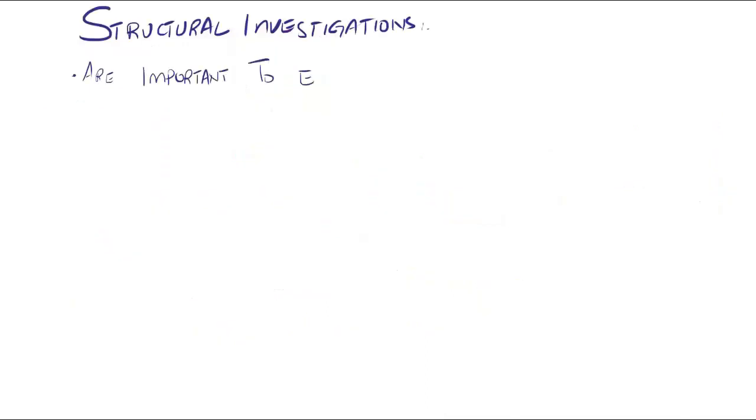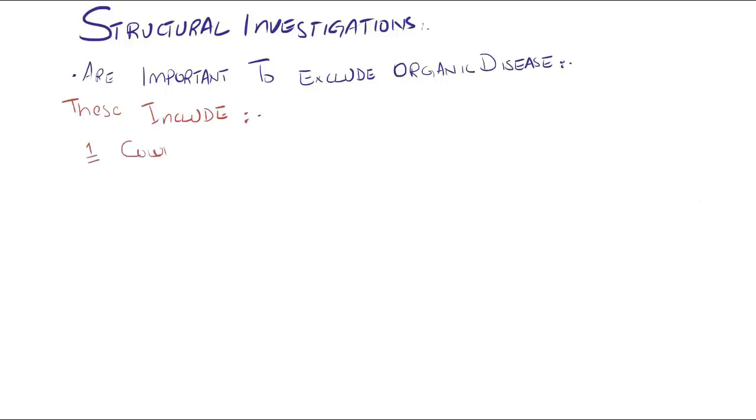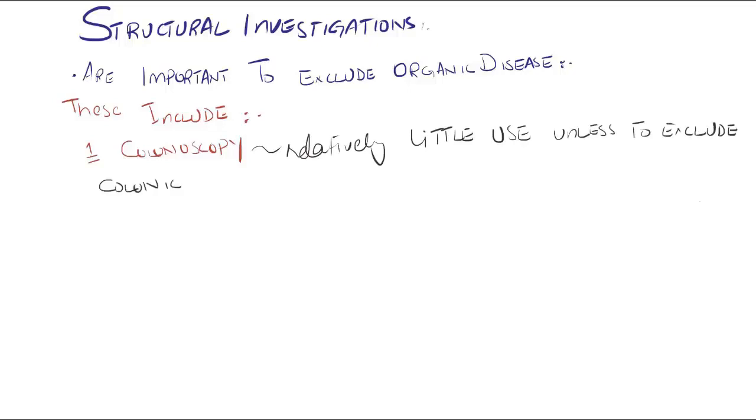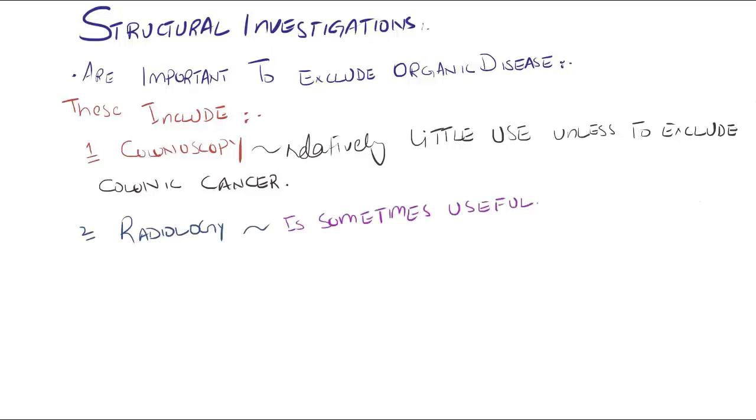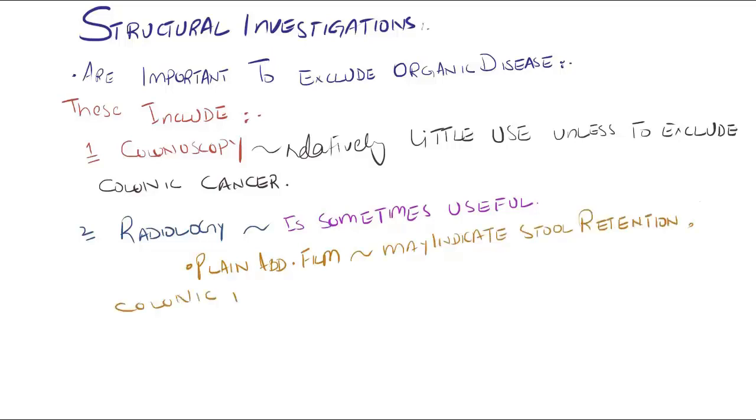Now, first of all, structural investigations are very important to exclude organic disease, and these include colonoscopy. It is relatively little in use unless to exclude colonic cancer. Then comes the radiology. It is sometimes useful. First of all, plain abdominal films. These may indicate stool retention, colonic dilatation in megarectum or megacolon.